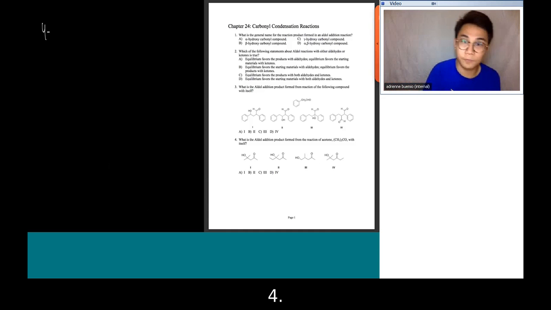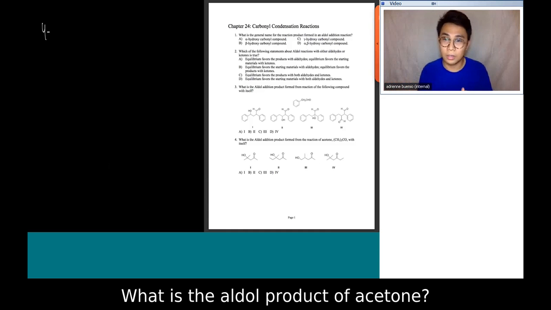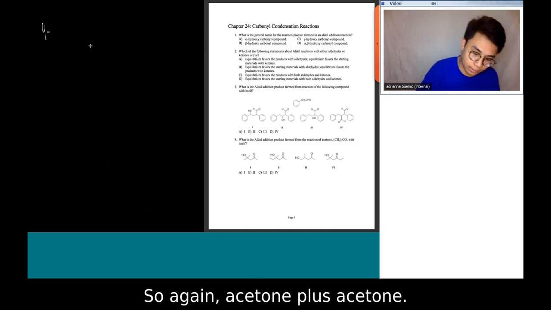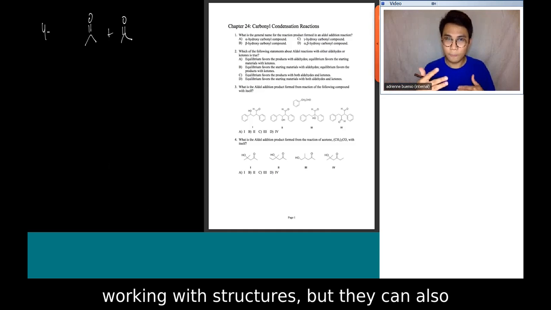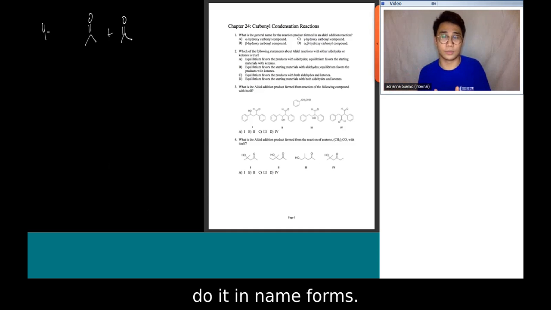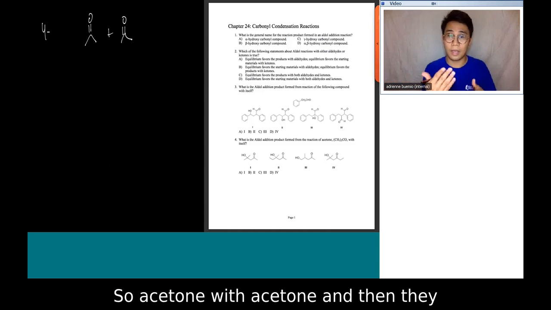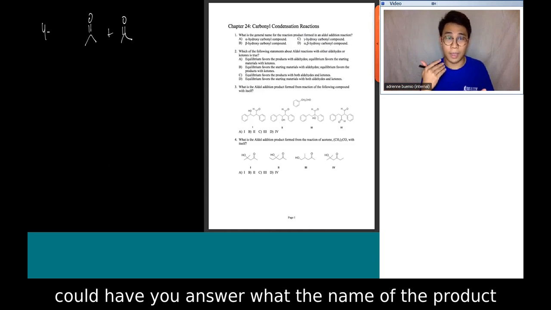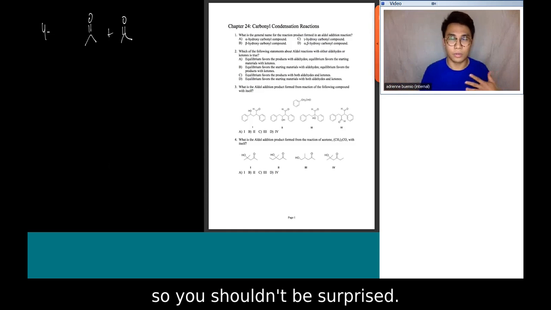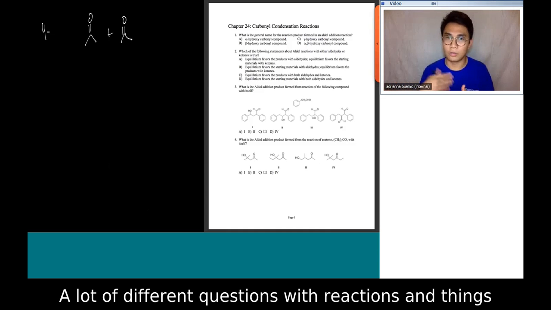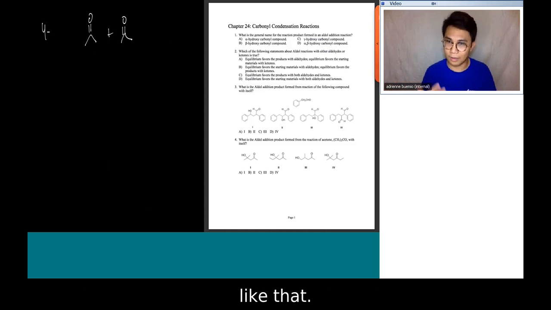Four, what is the aldol product of acetone? So again, acetone plus acetone, right? And again, with these questions, right now we're working with structures, right? But they can also do it in name form. So acetone with acetone, and then they could have you answer what the name of the product is, things like that. And we've seen a lot of that before, so you guys shouldn't be surprised. A lot of different questions with reactions and things like that.